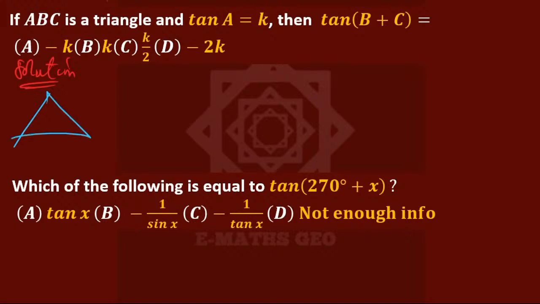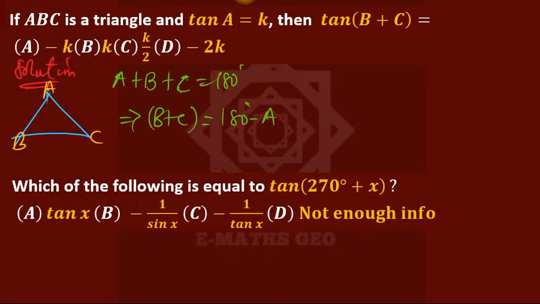We have triangle ABC. So these are the angles: angle A, angle B, and angle C. Everybody here knows that the sum of angles in a triangle is always 180. So if you add angles A, B, and C, it is 180. If we make B plus C the subject of the formula, we have 180 minus A. So now let's move to the equation.